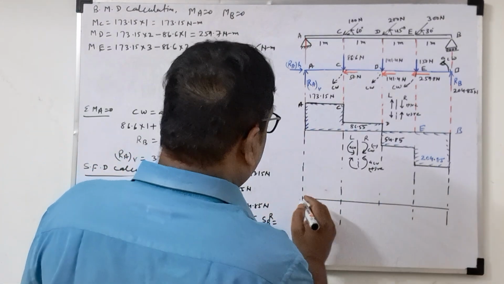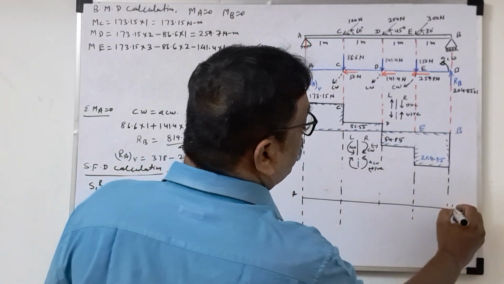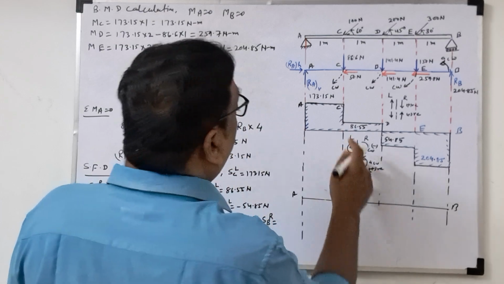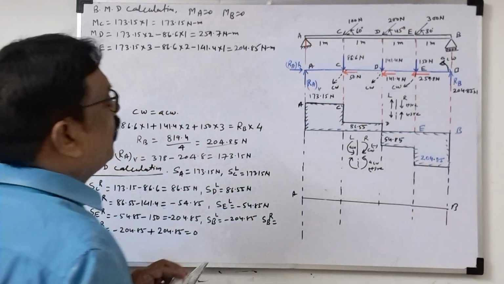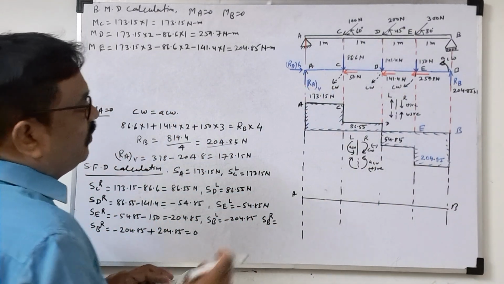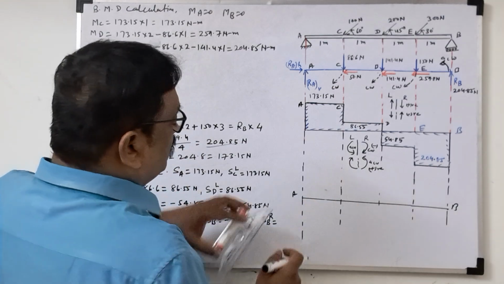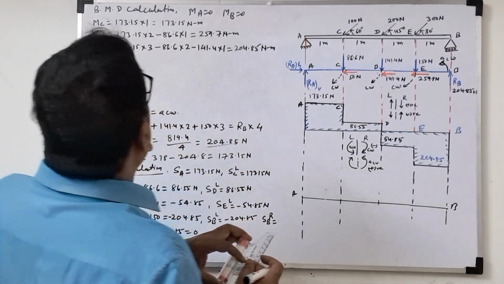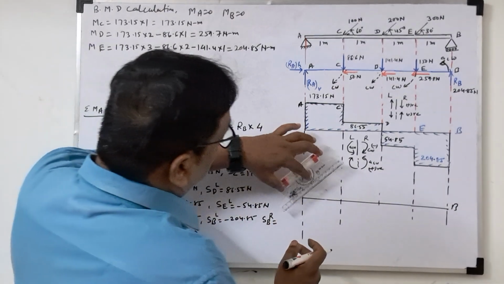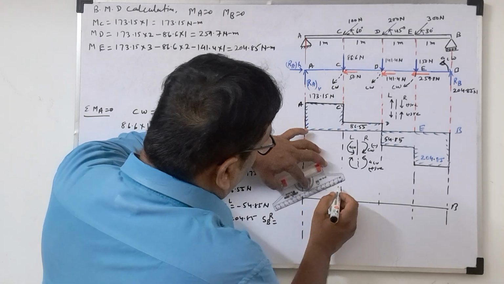A and B: this is point A, this is point B, and bending moment will be 0. Because of the point load, the shear force diagram is a horizontal line, and the bending moment will be an inclined line. First, how much? 173. So this we will draw here.